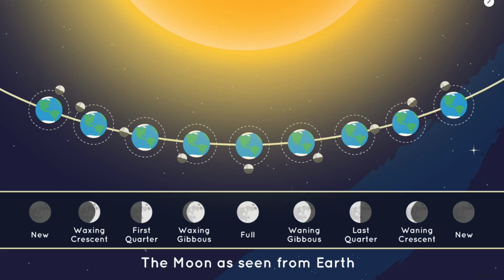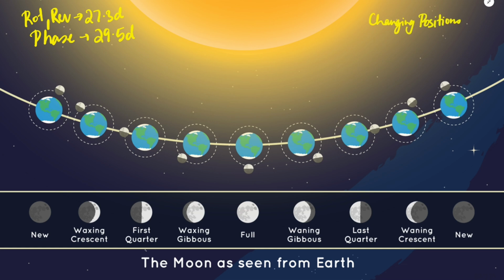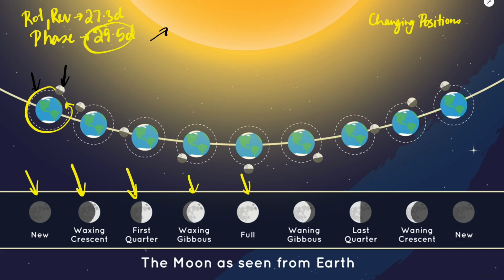So we saw that the Moon is tidally locked with the Earth, and both its rotation and revolution take 27.3 days. Now let's explore the lunar phases, which take 29.5 days. The phases of the Moon occur due to the changing positions of the Sun, the Moon, and the Earth as the Moon orbits the Earth. The portion of the Moon illuminated by the Sun keeps changing as seen from Earth, creating different phases. One entire phase takes 29.5 days to complete.